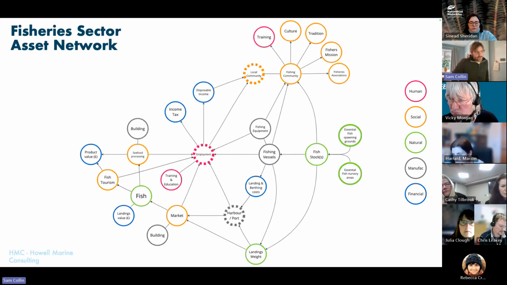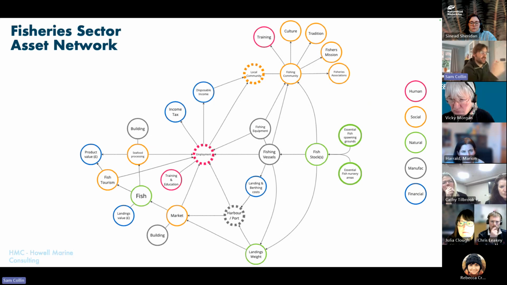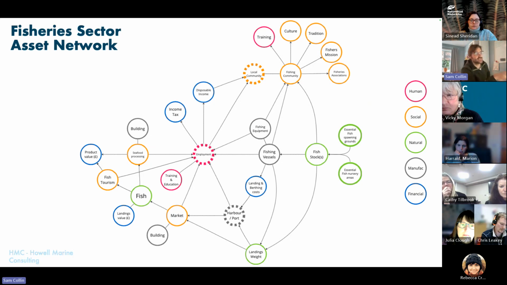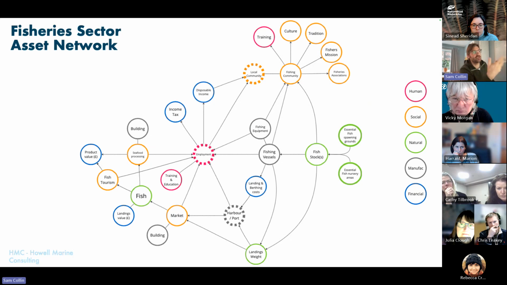Again, starting with your natural capital assets, where you've got more natural capital assets. So you've got spawning grounds, nursery areas, and then the fish stocks themselves. Again, you have your fishing vessels, the types of equipment used, your landing weights at the bottom, and then you can follow that through to having fish being sold in a market, and then from the market they're sold onto fish tourism or seafood processing. What stands out differently from this network to the others is the increased amount of social capital through the fishing community, which is a subset of the local community. So you then have training, culture, tradition, and fishers' missions and fisheries associations.